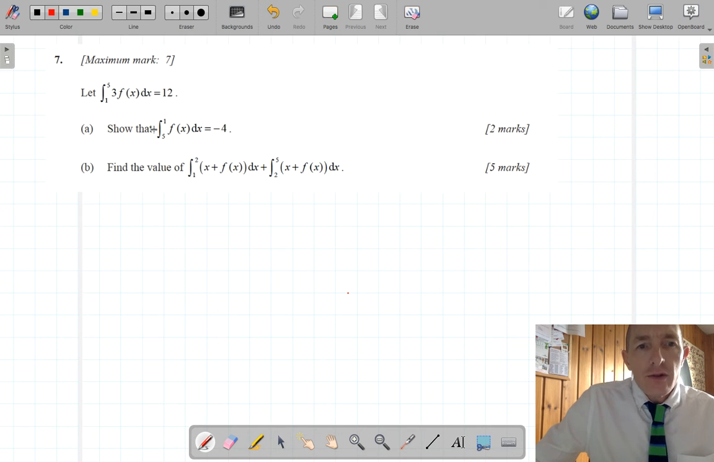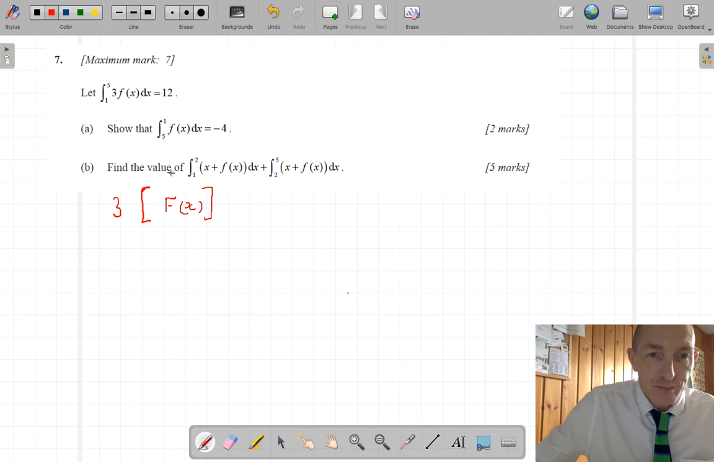So I've got to show that the integral of f(x), and we haven't got f(x), with these limits 1 and 5 is minus 4. Well, they gave us 5 and 1, and 3f(x) equals 12. So I'm going to start off by taking that 3 outside, and I'm going to integrate f(x). Now, I don't know what f(x) is, but when I integrate it, the sign is a big capital F. So that's like that, and I've got the limits now, which is 1 and 5.